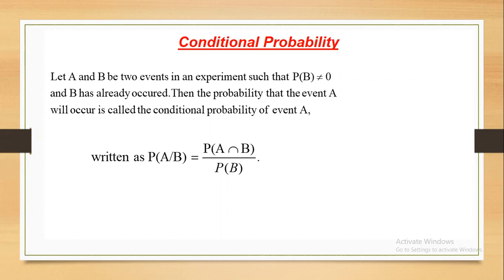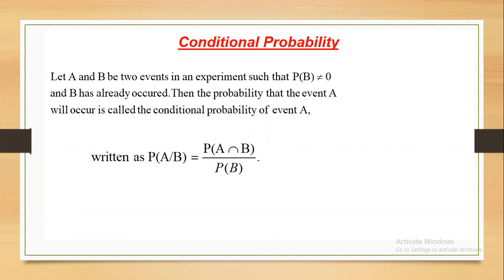Let's move on. Conditional probability. Conditional probability means we have two events and one of them has already happened, and for the first one there's a condition and we are going to calculate or find the probability of event A for the second one, and it's written probability of A given B.